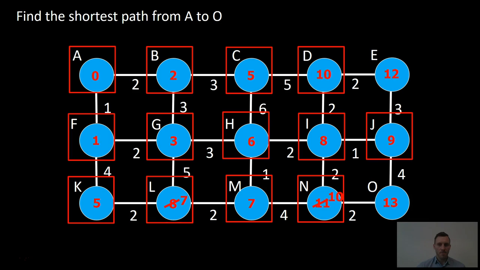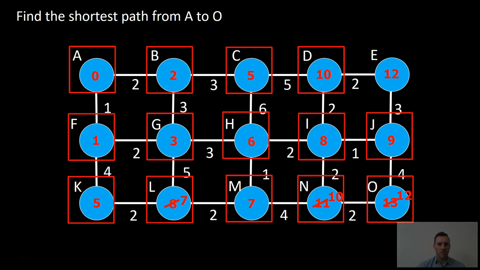This time it's N. Now we consider all of the unboxed nodes connected to N, and the only one is O. If we travel to O from N, we go 10 plus 2, which is 12, so we cross 13 out and we write 12. We've reached O, so we can make it permanent by boxing it.